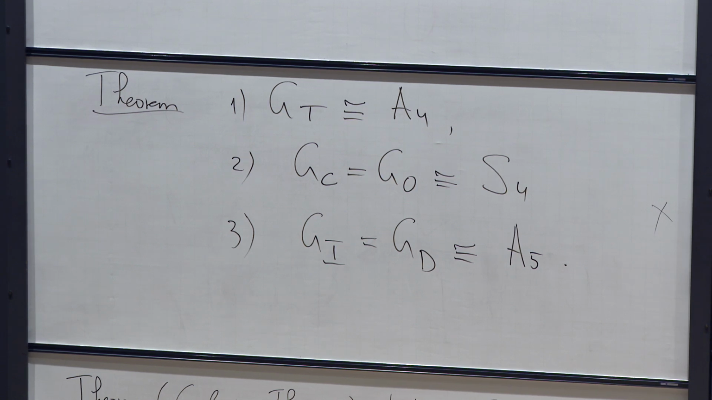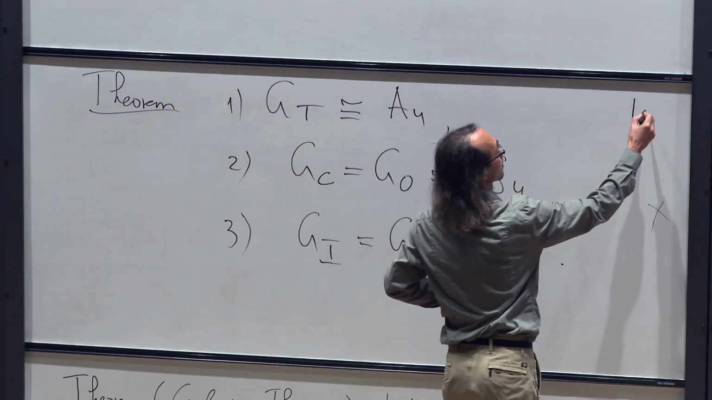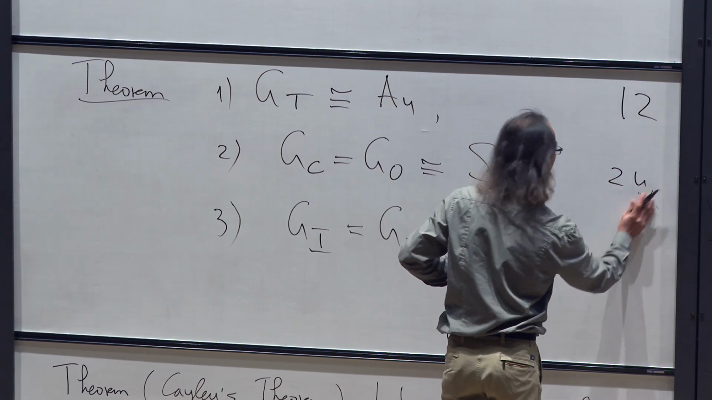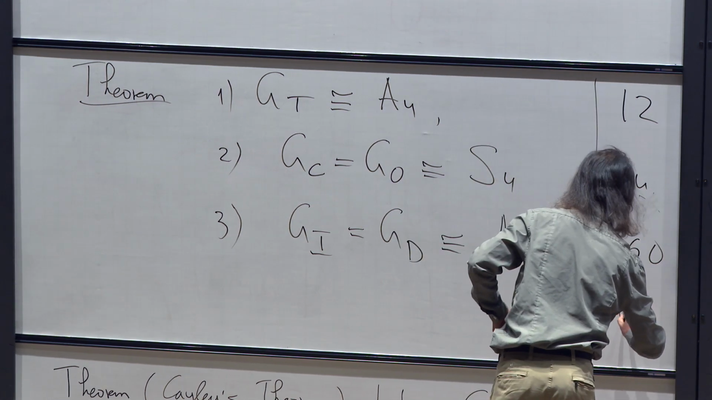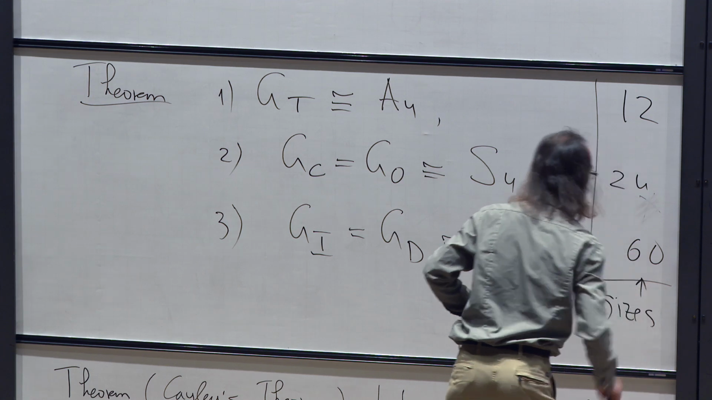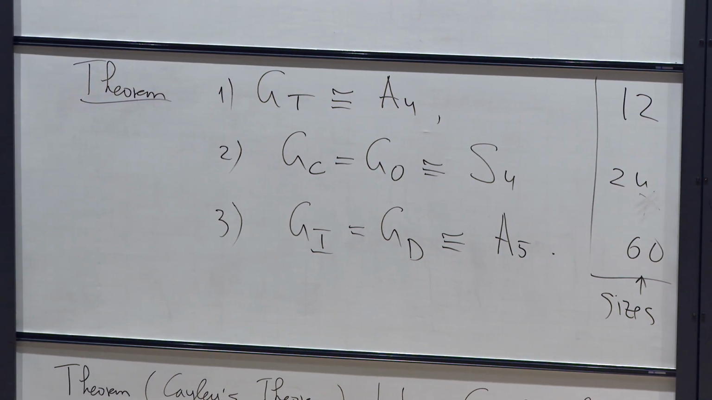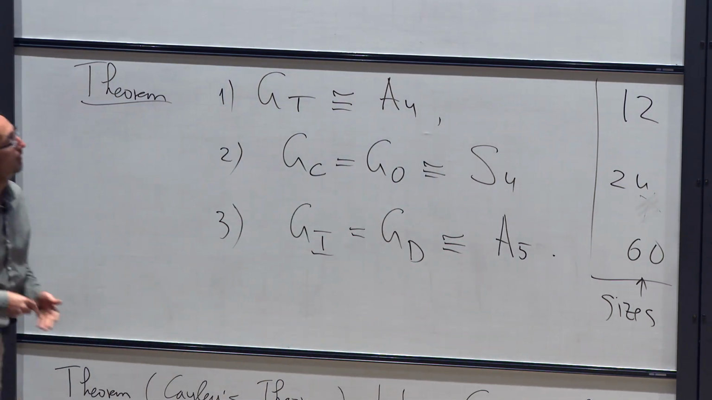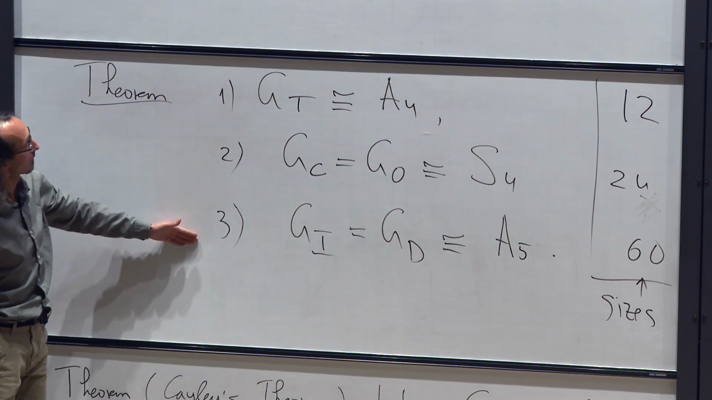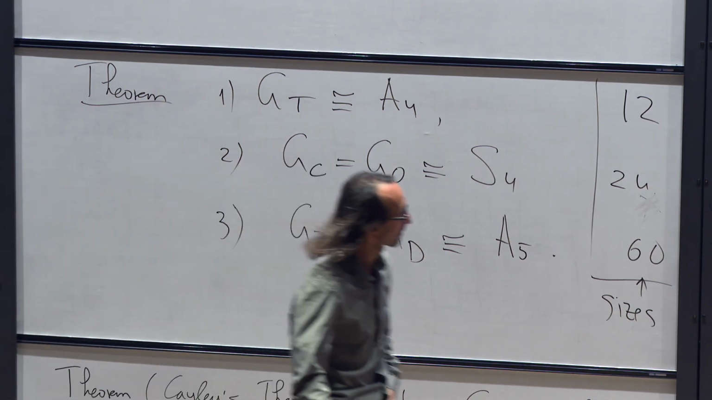Okay. We've already computed the sizes of these groups. Here the size of the group is 12. Here it's 24, and here it's 60. These are sizes. We already did this with the orbit stabilizer theorem. So certainly the sizes of the groups match up. But with this statement, we actually know them as groups.